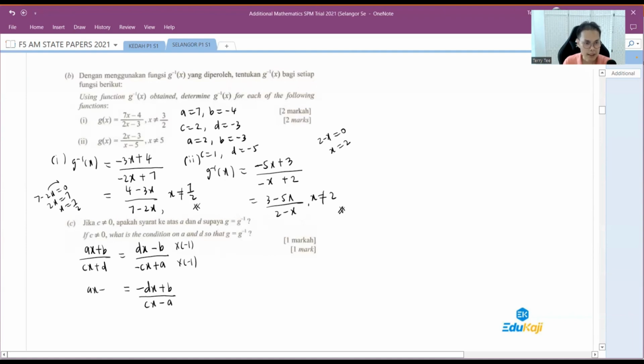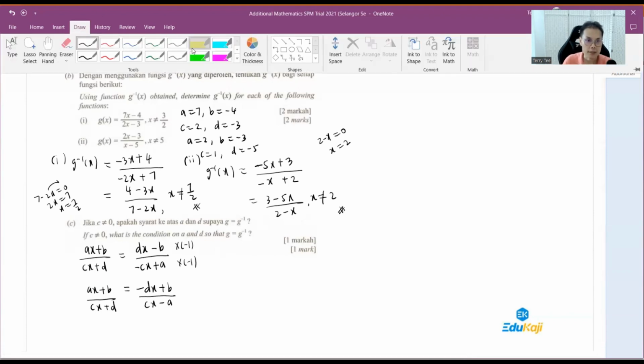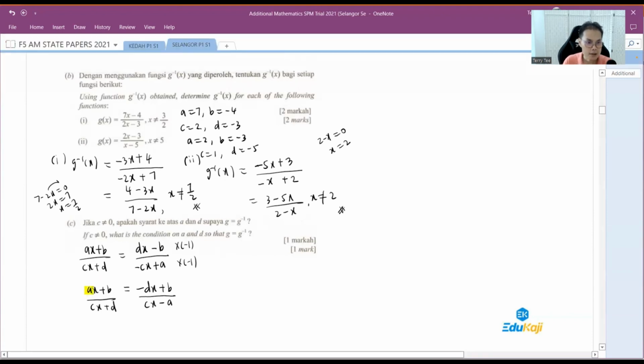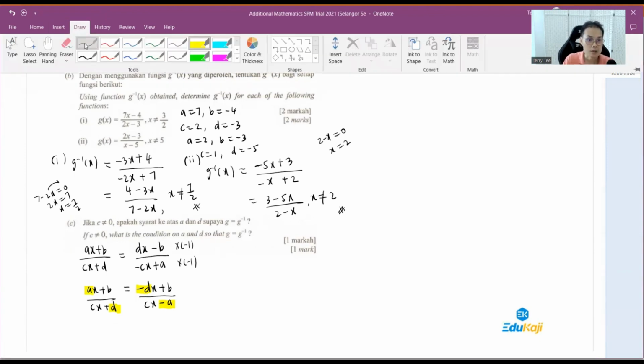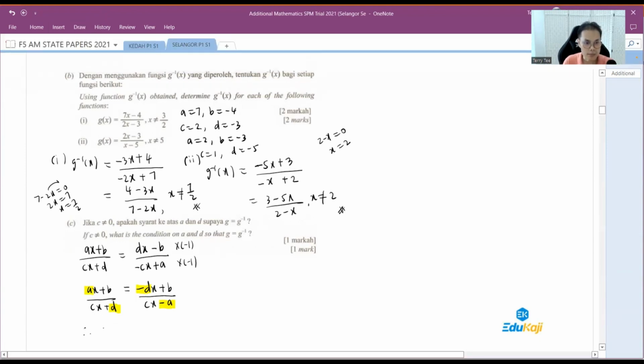So we're going to compare ax plus b with cx plus d now. Notice when you compare, this a is actually the same as negative d, and this d is now the same as negative a, because your cx are the same, b and b are the same. So here we can conclude that by comparison, a is now negative d. So that's the condition. What is the condition?